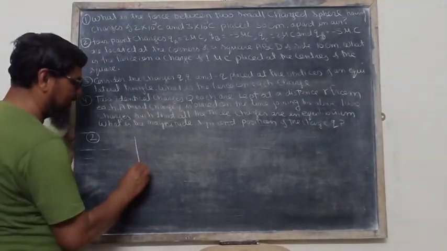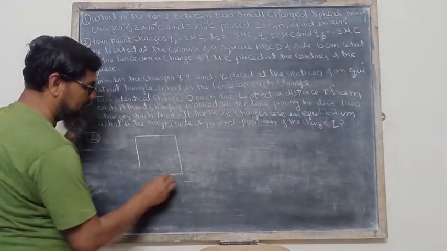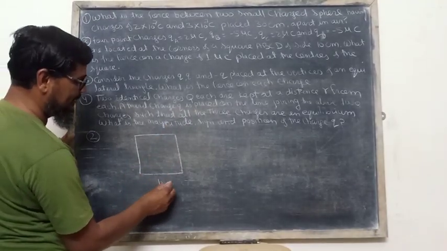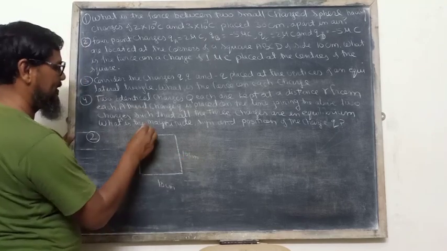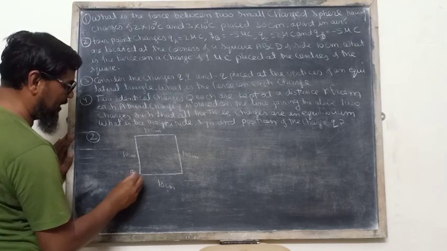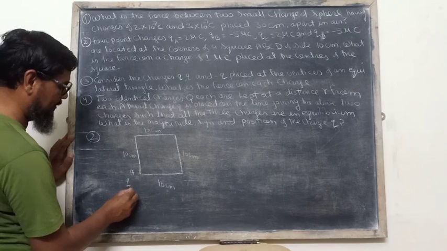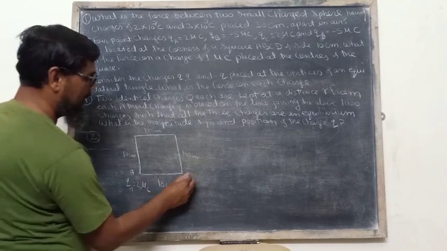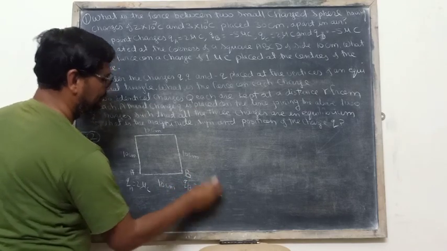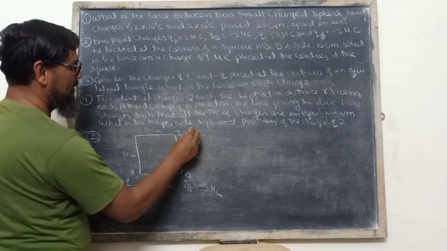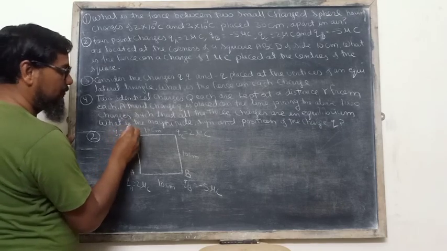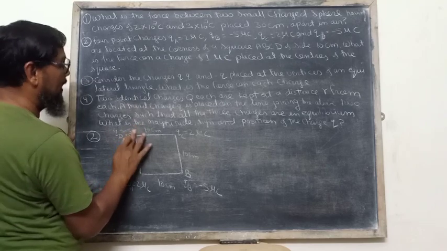So we draw a square for the solution, and this is the square. And each side of the square is 10 centimeter. This is corner A, and the charge corresponding to this corner, QA, is equal to 2 microcoulomb. This is corner B, QB is equal to minus 5 microcoulomb. This is corner C, QC is equal to 2 microcoulomb, and this is corner D, QD is equal to minus 5 microcoulomb.